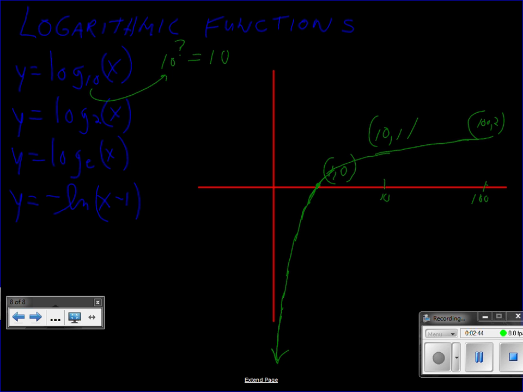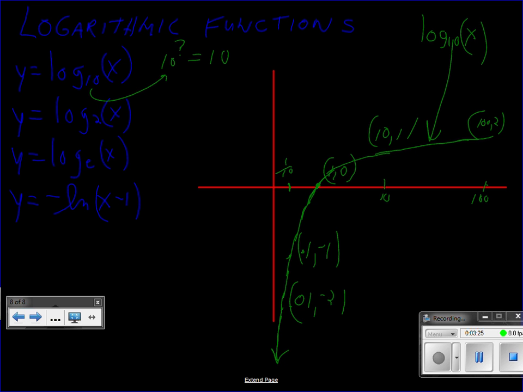It looks like this. So at 1/10, 0.1 is equal to -1, and 0.01 is equal to -2. Anyway, this is the shape here. You've got to convince yourself. This is log base 10 of x.